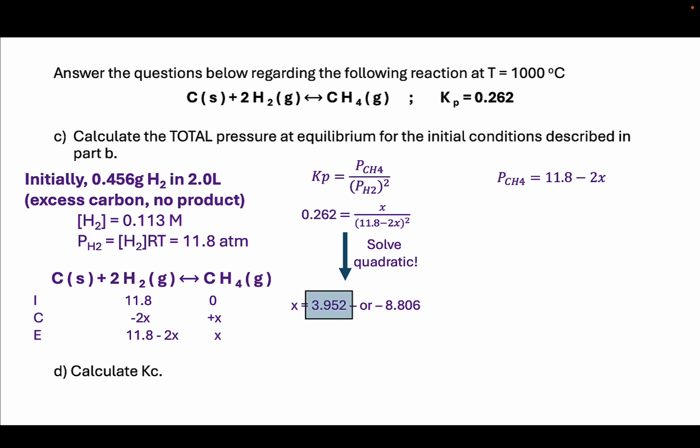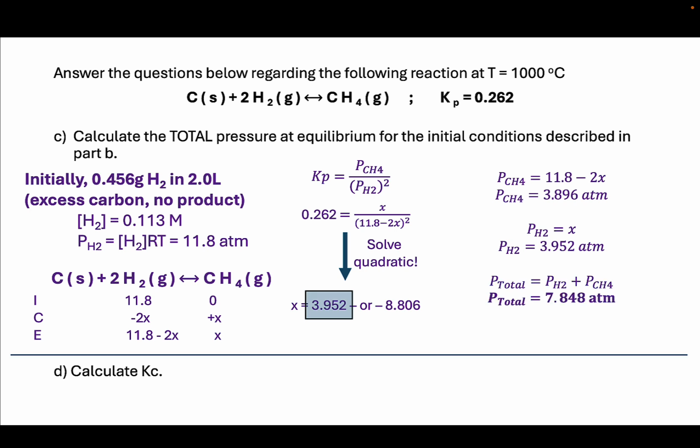3.952 is equal to x. The pressure of CH4 is therefore going to be equal to, as shown here, and the pressure of H2 is simply x, and so it's that solution. And the total pressure, which gives our final answer, is going to be 7.848 atmospheres, which we get from simply adding the two gas pressures together.